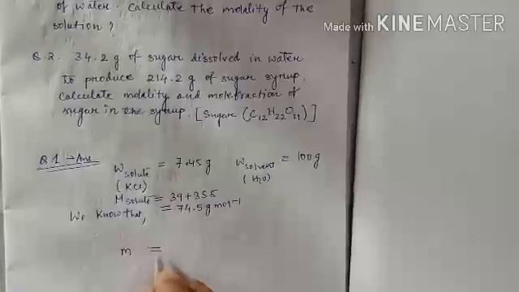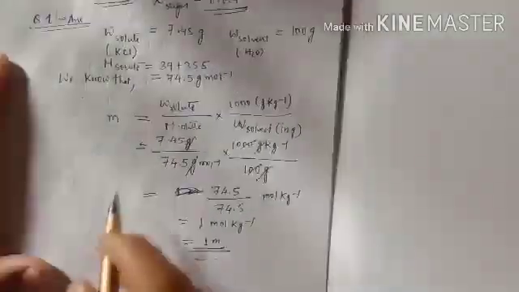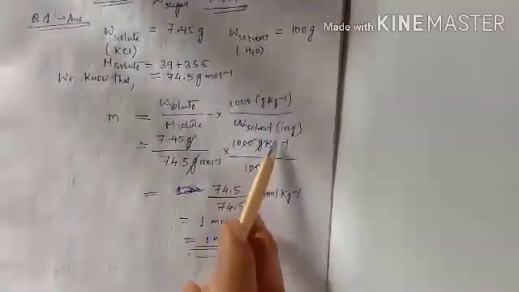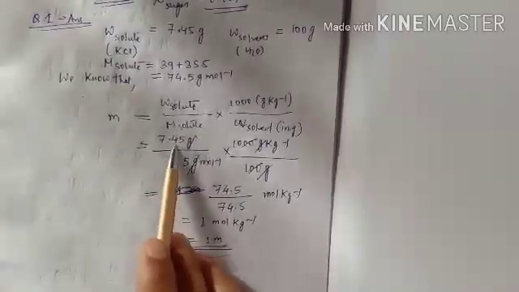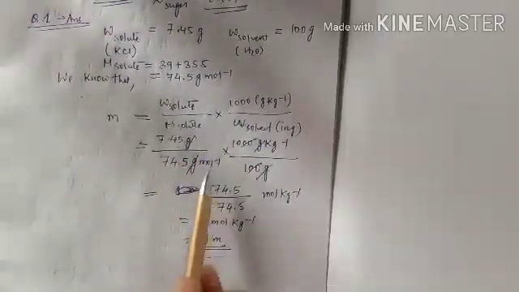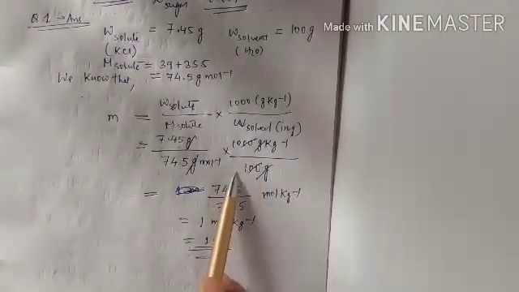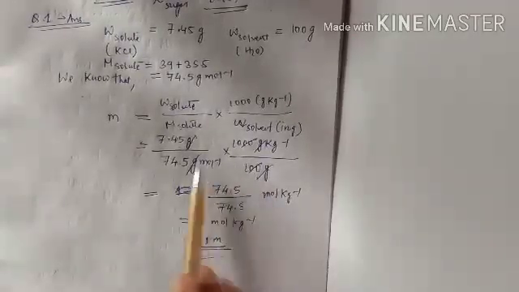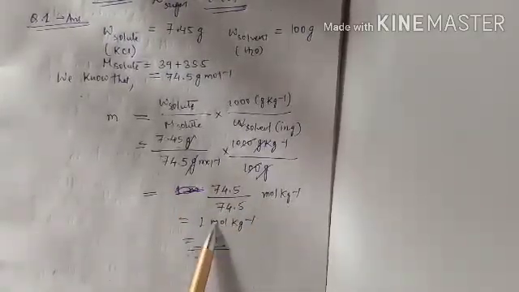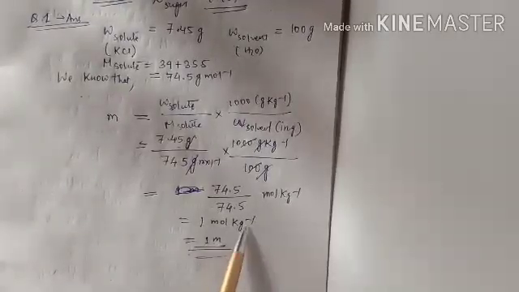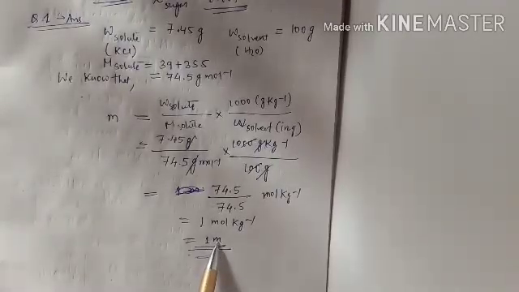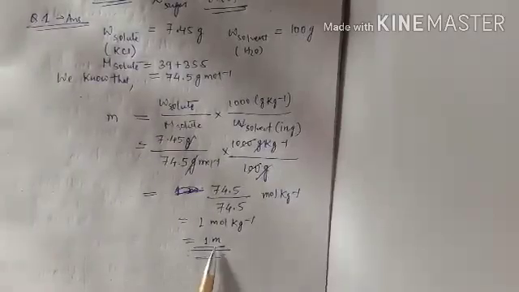So molality will be W solute times 1000 gram per kg divided by W solvent in gram. Mass of the solute will be 7.45 gram, and molar mass of the solute will be 74.5 gram per mole, and the mass of the solvent will be 100 gram. Then we put these values and here we get 74.5 divided by 74.5, and we get the answer 1 mole per kg. So 1 mole per kg is the unit of molality, so this solution is 1 molal.